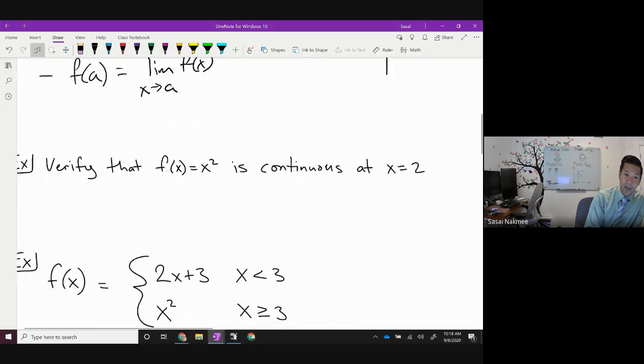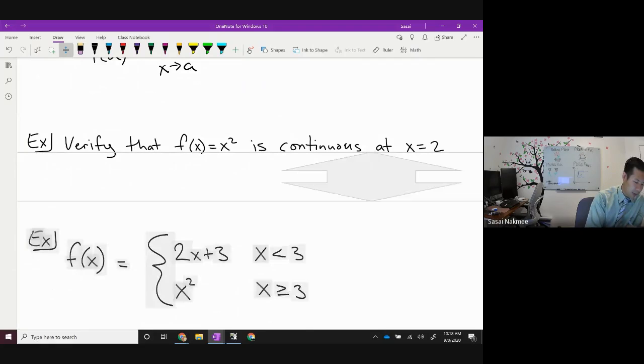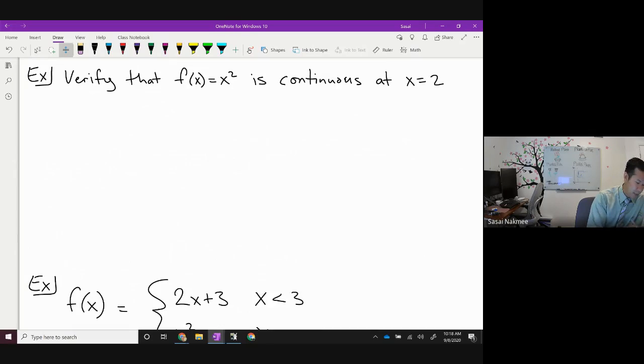Let's take a look at a problem here. I have two examples here. Let me scroll this one down so we have a little bit more space. Get out of the way. Get out of the way.